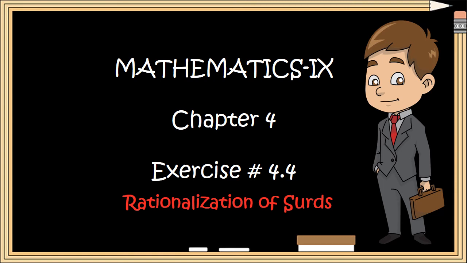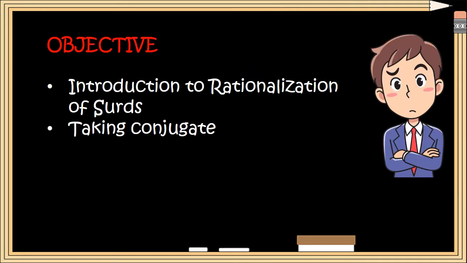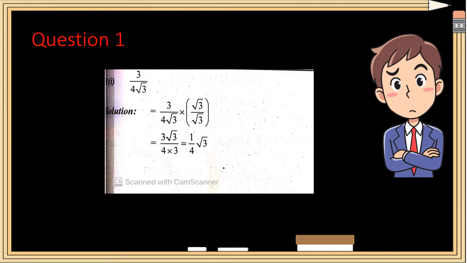We are discussing chapter number 4, exercise 4.4. In this lecture we will rationalize the surds. I will also explain how to take the conjugate. So in this part you can see that in the denominator we have a radical sign.